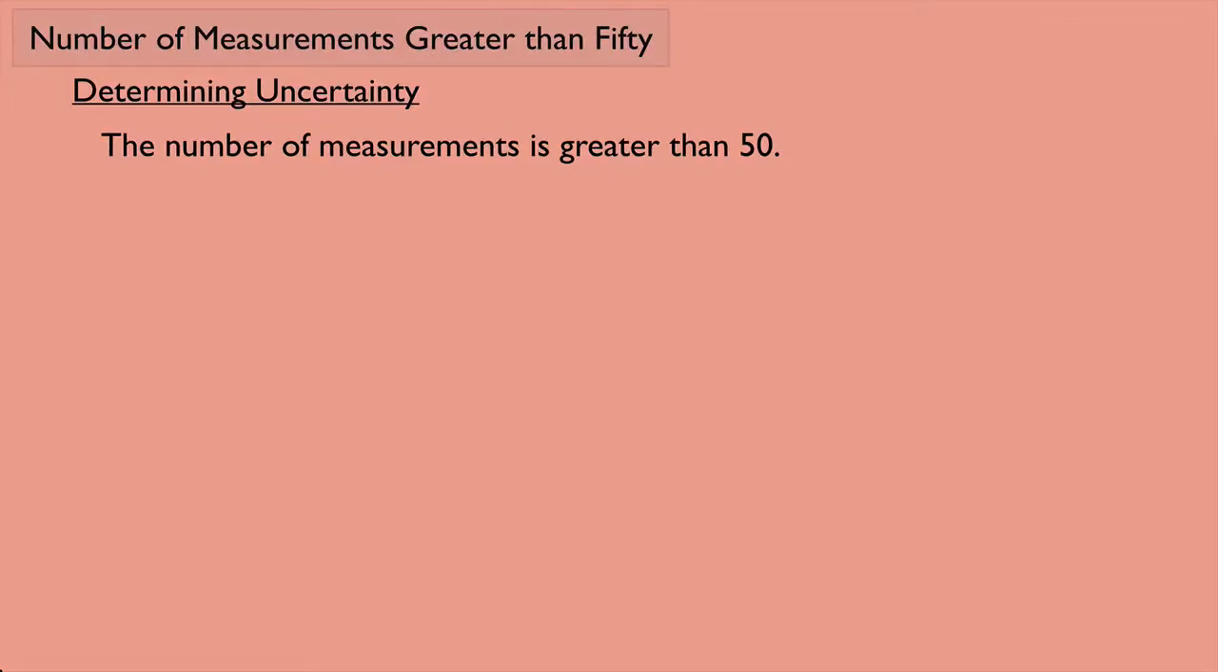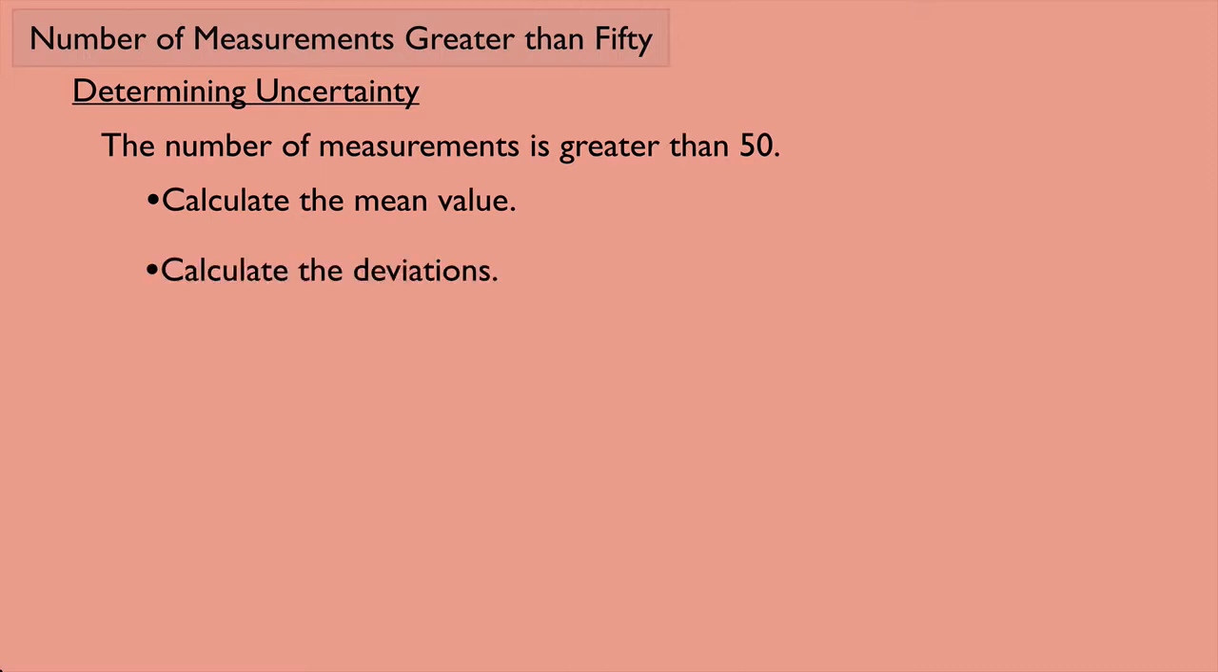How do you determine the uncertainty when the number of measurements is greater than 50? Here's the process. First, calculate the mean value. That means the average. Add everything up and divide by the total number of measurements. Then, calculate the deviations. That means that you subtract the mean from each measurement.